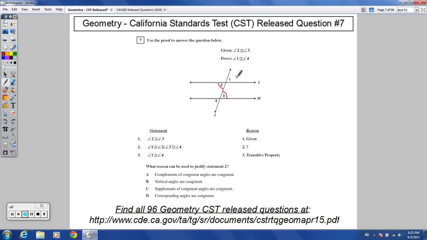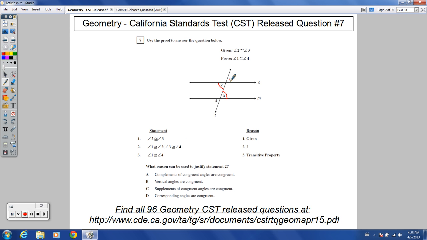So it looks like we can't assume things like alternate exterior angles here, because these are alternate exterior angles, but based on what's here, let's see what we can prove based on what's there. So the angle 2 is congruent to angle 3, that's given, okay. Angle 1 is congruent to angle 2, and angle 3 is congruent to angle 4.